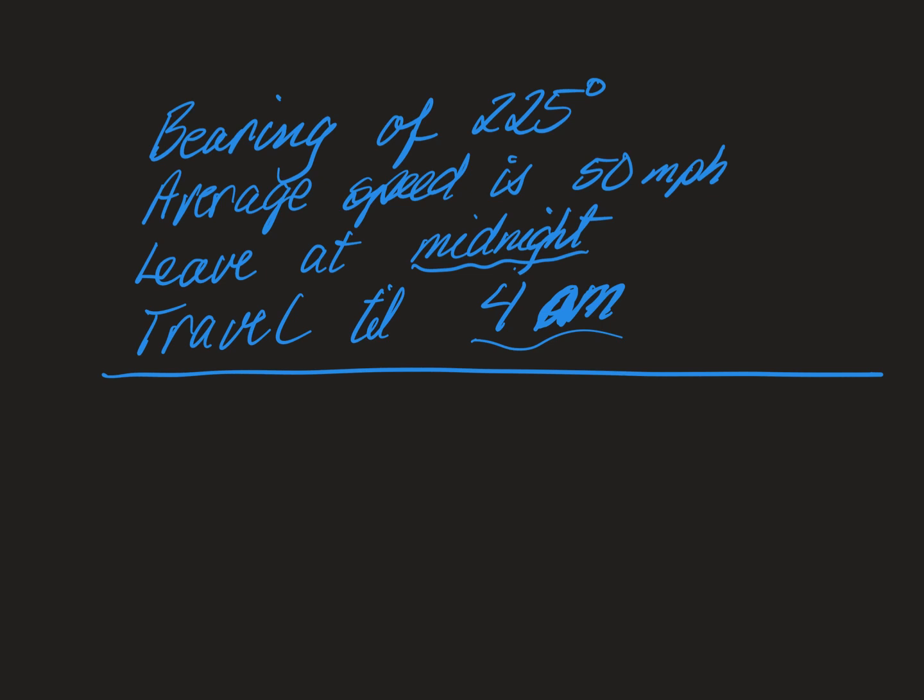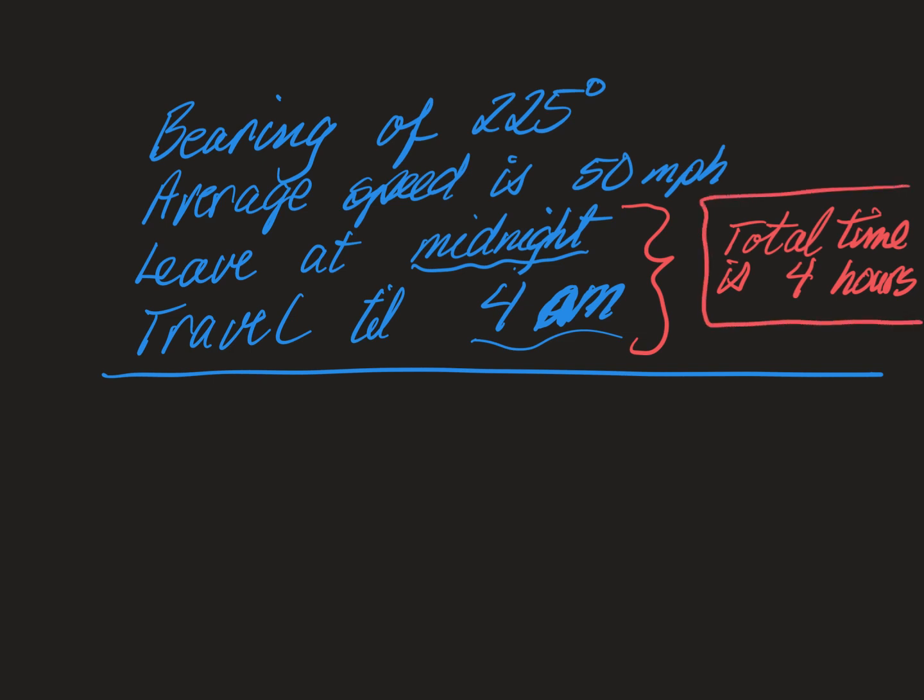So what you have to do is you take these two things and you say total time is 4 hours. Okay? Total time is 4 hours. All right? Then we have to take our vector. Okay? I would just keep this in mind. Just get your total time down so you know what it is.